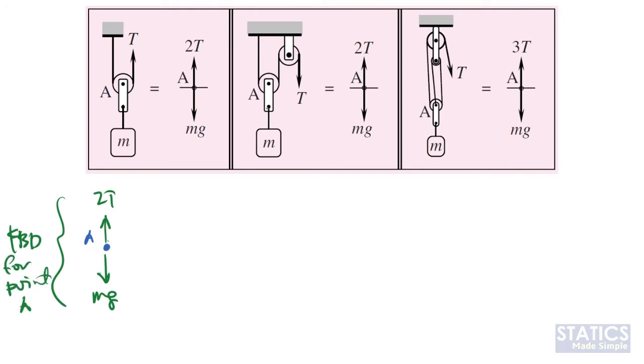Now let us take a look at this example again. If we are interested in point A, the free body diagram will be, here we have two tensions in the cable. Since this is the same cable, the tension will be the same everywhere. And remember, tension will always be out from a point, so it will always be out from point A. So here we have 2T, and then we have weight equal to mg, pointing downward at point A.